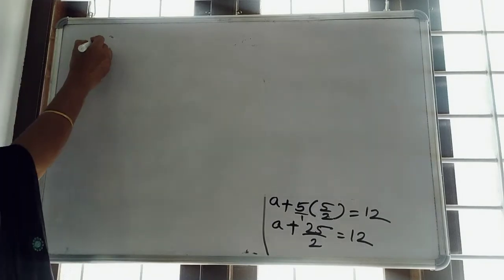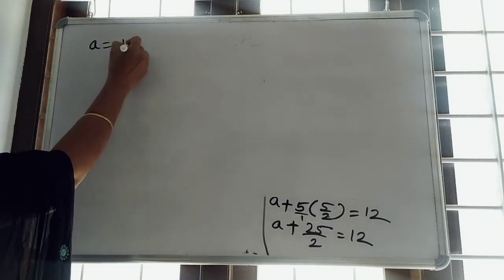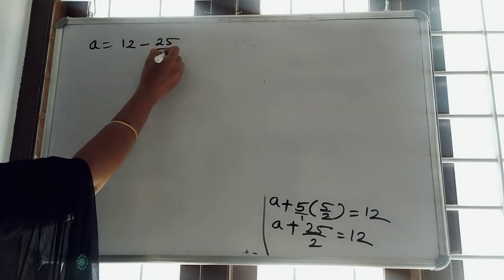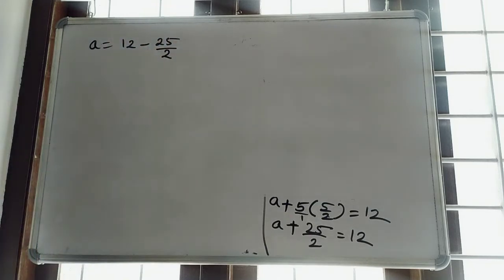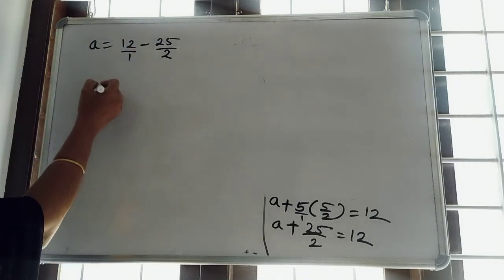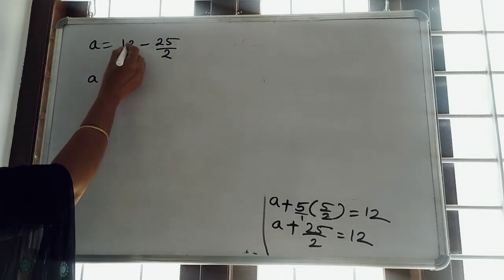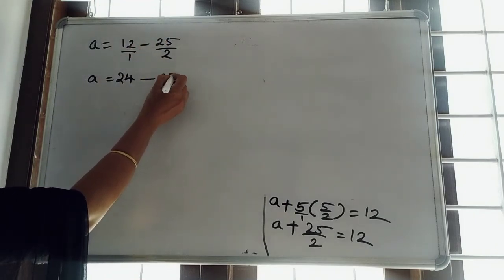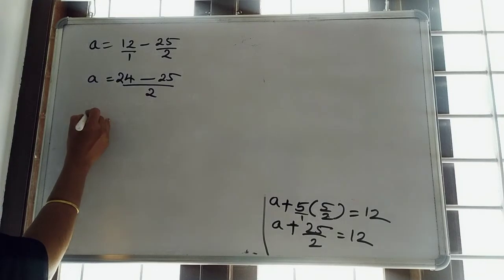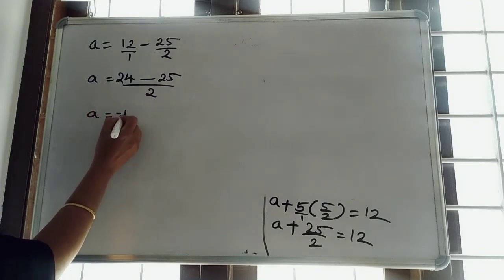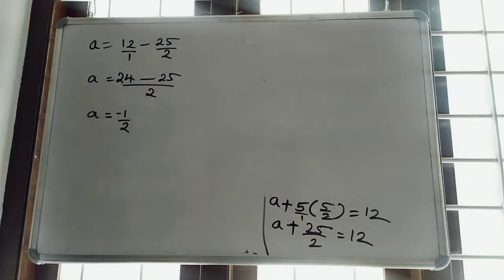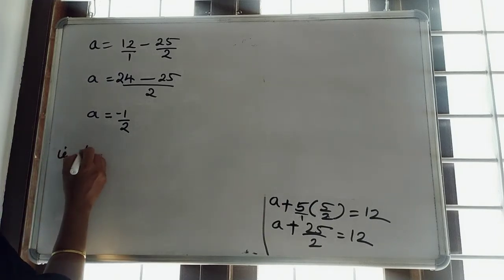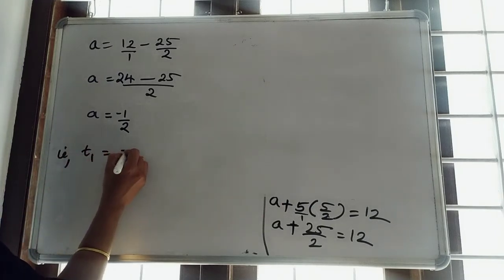A is equal to 12 minus 25 by 2. Take the LCM. 12 can be written as 12 by 1. Using the Vedic method, 12 into 2 is 24, minus 25 into 1 is 25, divided by 2 into 1, which is 2. So A is equal to negative 1 by 2. That is the first term, T1 is equal to negative 1 by 2.